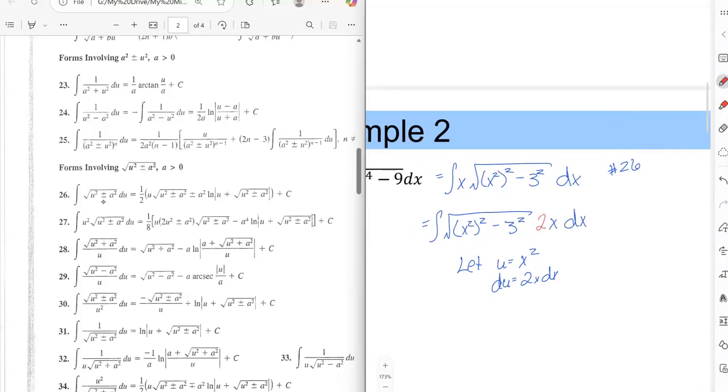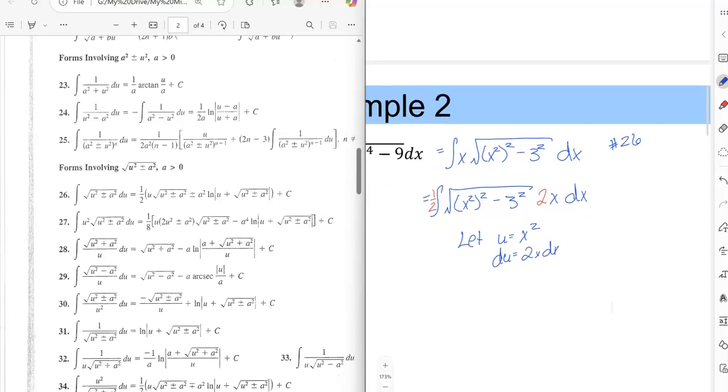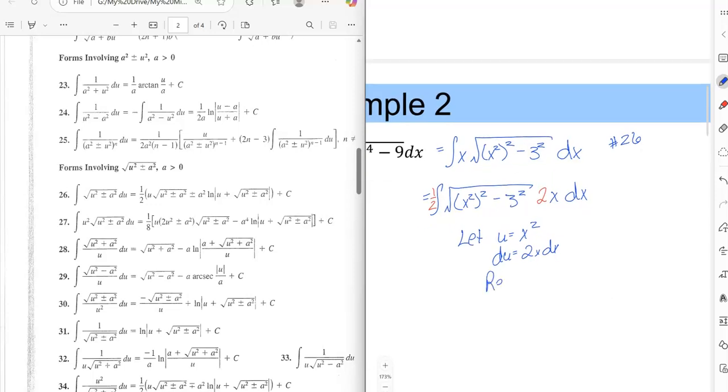But we need a 2, and we're going to compensate with a 1/2 here. So let's do that rewrite step. When we rewrite this, it's going to be 1/2 integral square root of u squared minus 3 squared dx, because remember all of this is getting absorbed inside of du. And now we can see how we can fit that formula really easily.